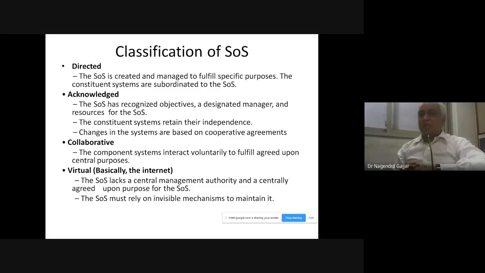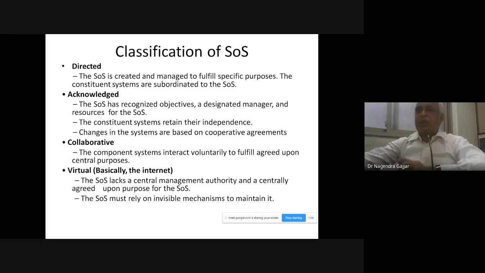And the last one is virtual, basically the internet. The SOS lacks a central management authority and a centrally agreed upon purpose, right? So the SOS must rely on invisible mechanisms to maintain it. You don't have a manager, you don't have a voluntarily decided collaboration, but virtually you have a mechanism where everybody is working independently, and you reach the purpose of your system.